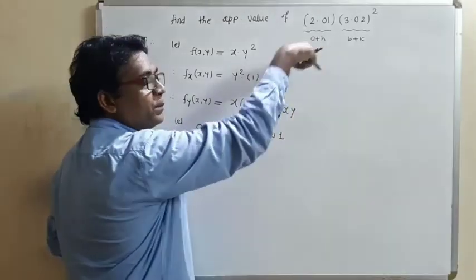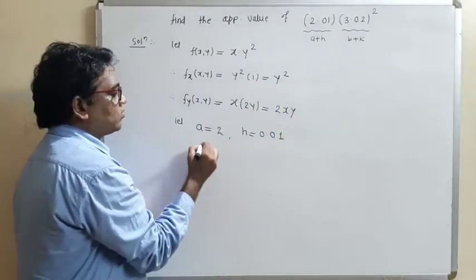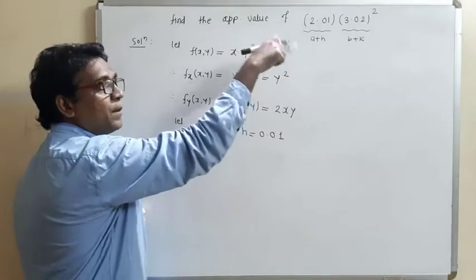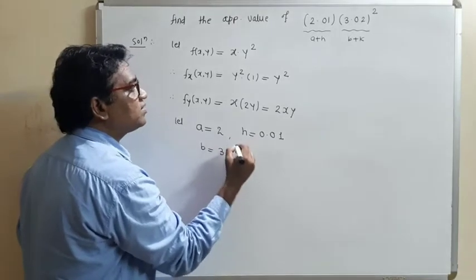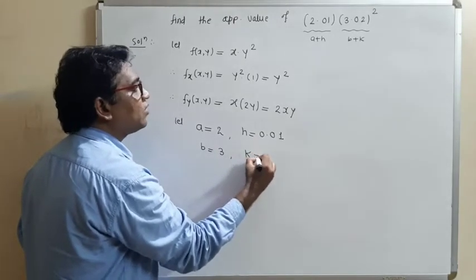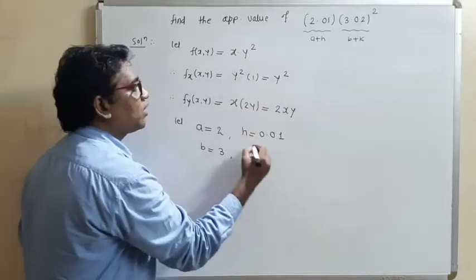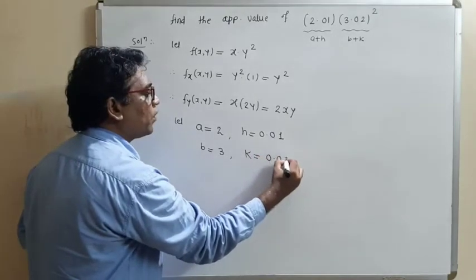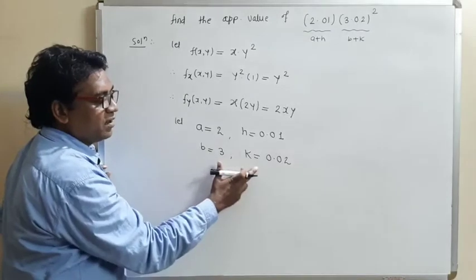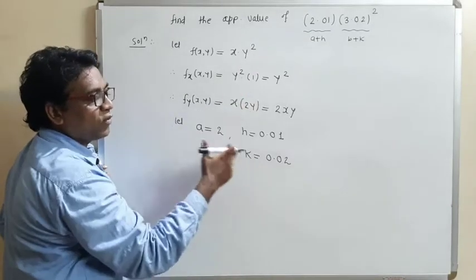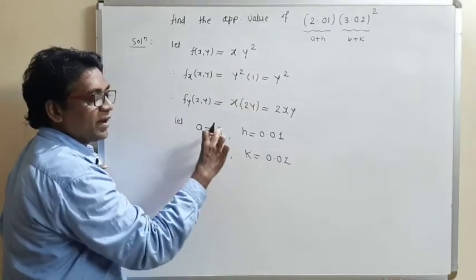Now suppose this is our b plus k. So what is our b? This is near about 3, so let us take b is equal to 3, and what is the value for k? K will be the remaining value. What is the remaining number? This is 0.02. So if we add the total value, b plus k will be 3.02. So this is our next step.